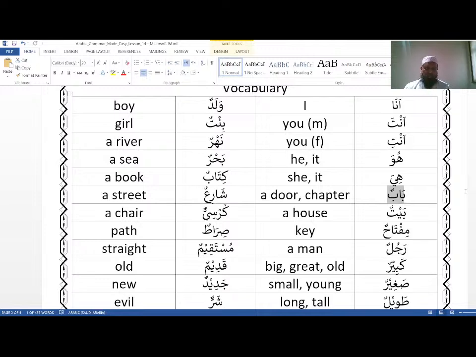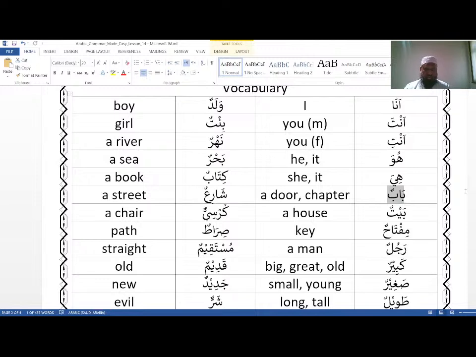Kursiyun, a chair, mudhakkar. Siratun, a path, مذكر. مستقيم, straight, مذكر. قديم, old. See, this is the word for old, something old. Because this is a description ism, we can make it into muannas: قديمة.